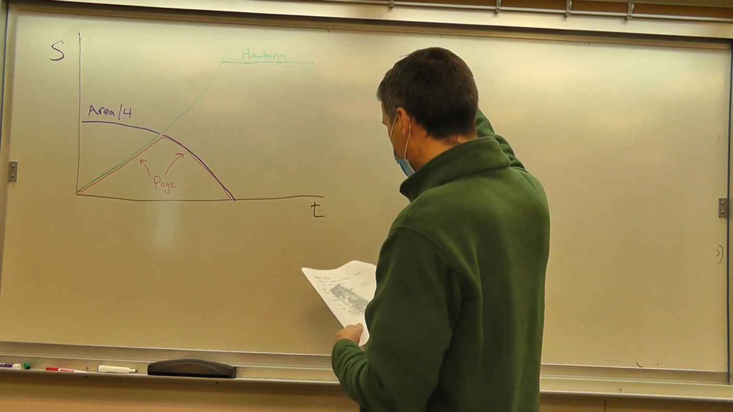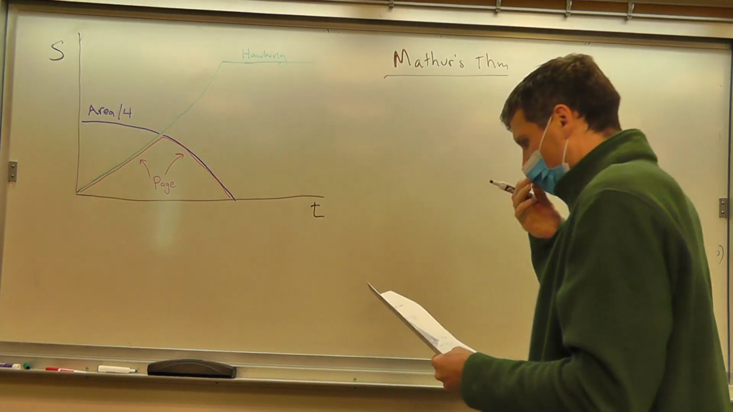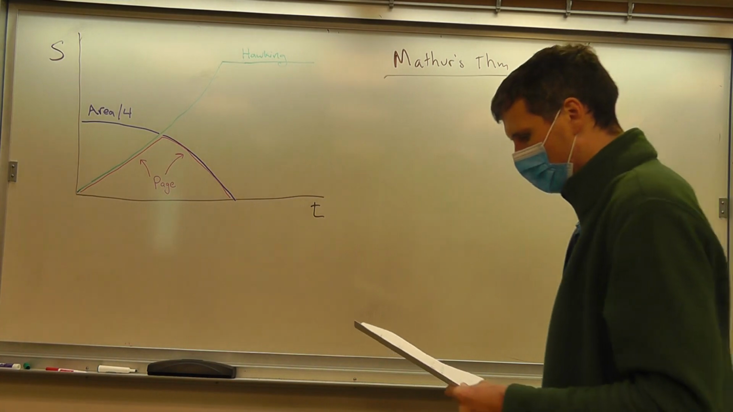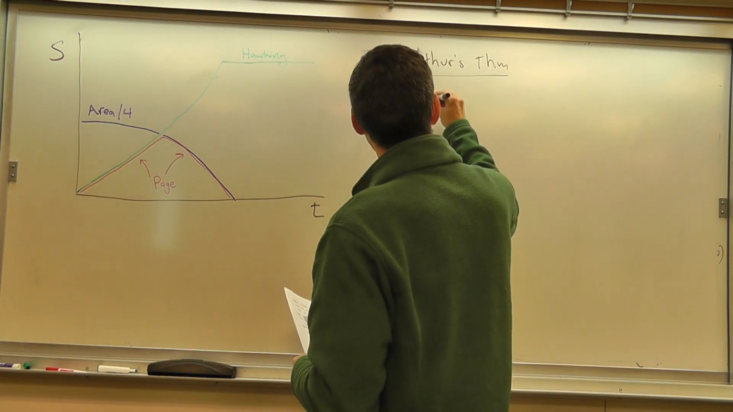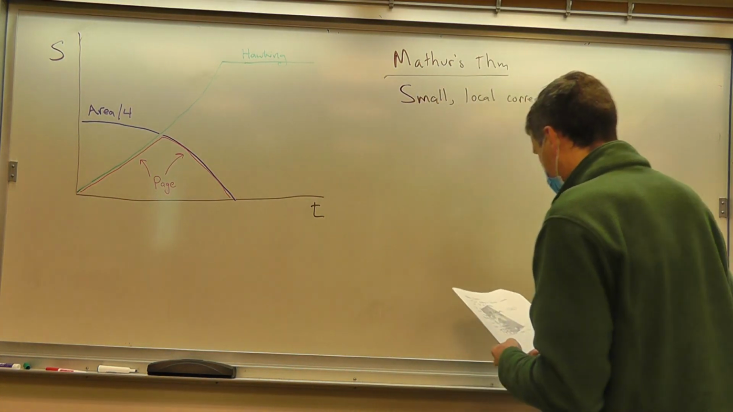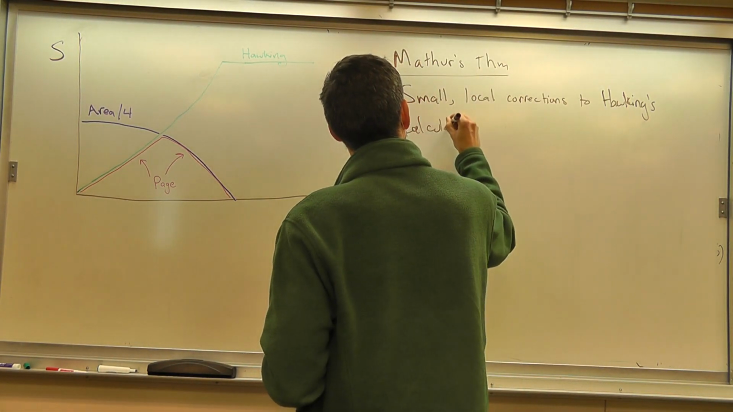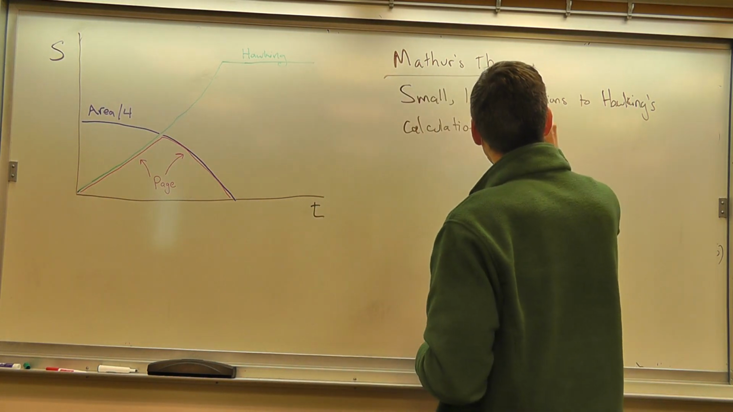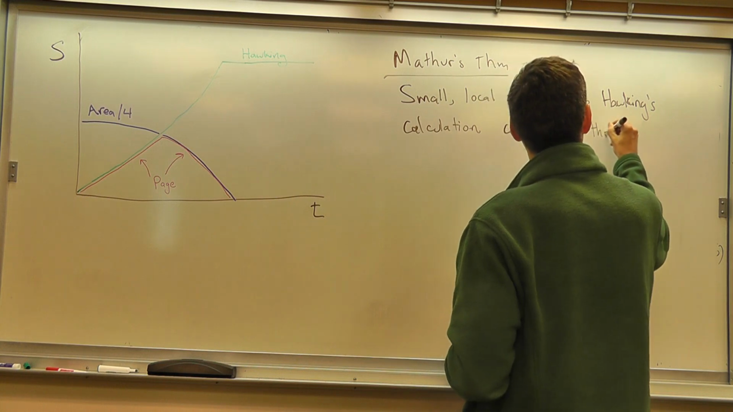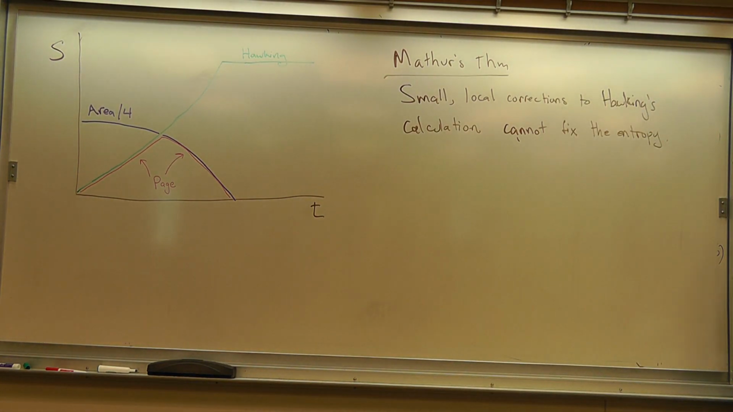And the cleanest way to say this is a theorem of Mathur, which I'll first say sort of informally, but then we'll see what I mean by it. So the theorem basically says that small local corrections to Hawking's calculation cannot fix the entropy. And we're going to make this argument just using quantum info inequalities. So there's hardly anything that goes into this argument, hardly anything. And that's what makes it so robust and what makes this problem so difficult. So here's the proof.